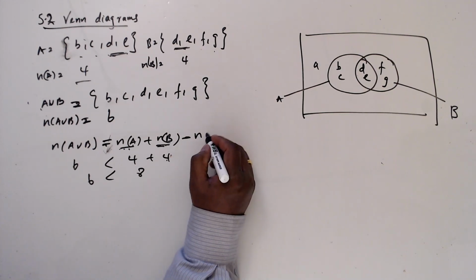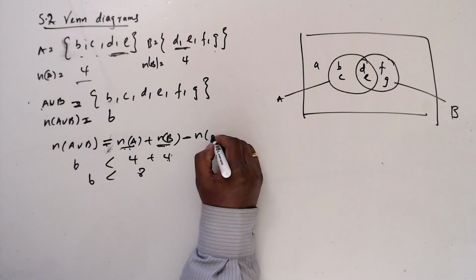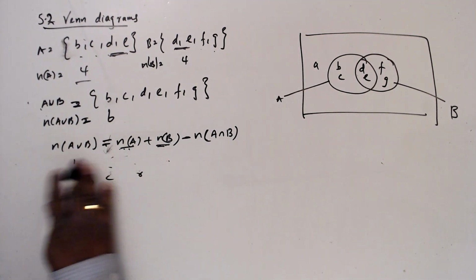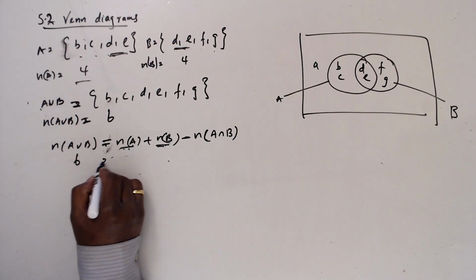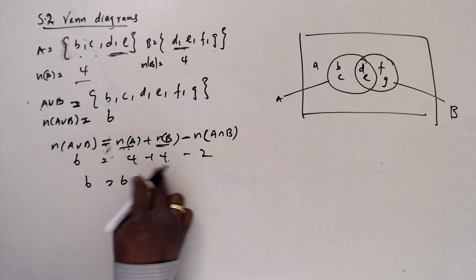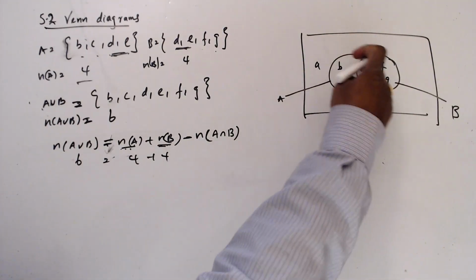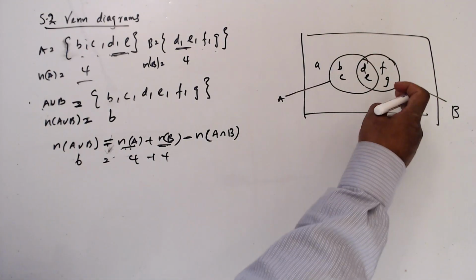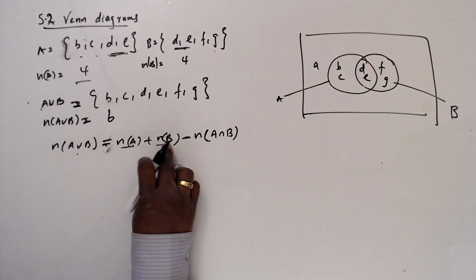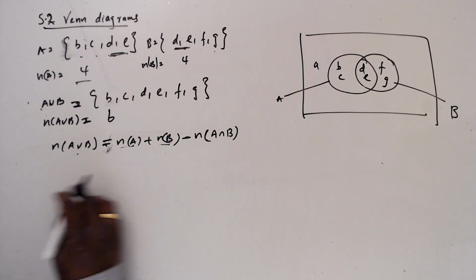So N, I want to take out D, E. How do you name that? A intersection B. Now it is balanced: 6 equals 4 plus 4 minus 2. Why was it bigger before? Because when you consider A, I am adding D, E, and when you consider B, I am again adding D, E, two times. So that error is now corrected by taking one D, E out.